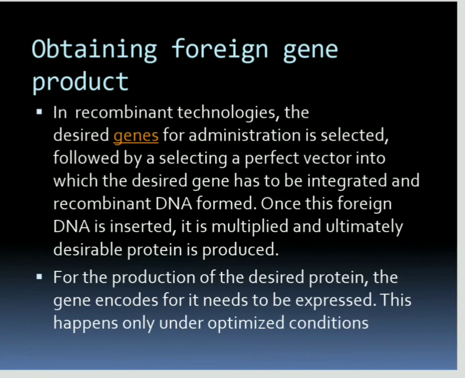Next, obtaining the foreign gene products. In this method, the desired gene for administration is selected, followed by selecting a perfect vector into which the desired gene has to be integrated, and recombinant DNA is formed. Once this foreign DNA is multiplied, ultimately the desirable protein is produced. For the production of the desirable protein, the gene that encodes it needs to be expressed. This happens only under optimized conditions.